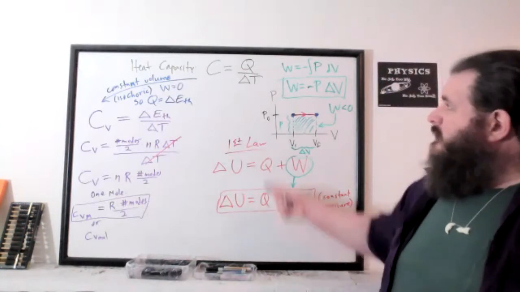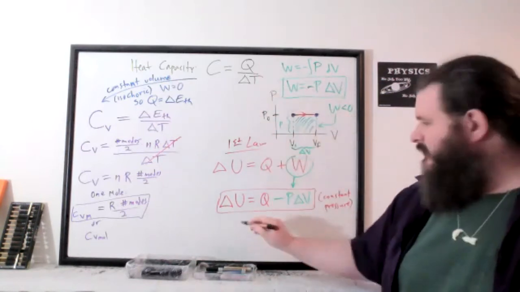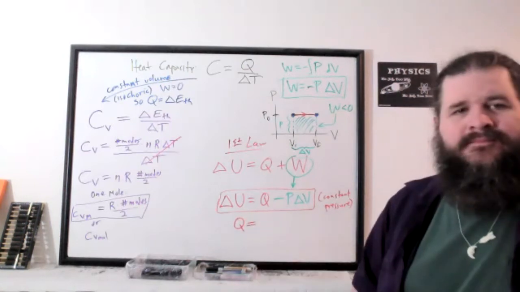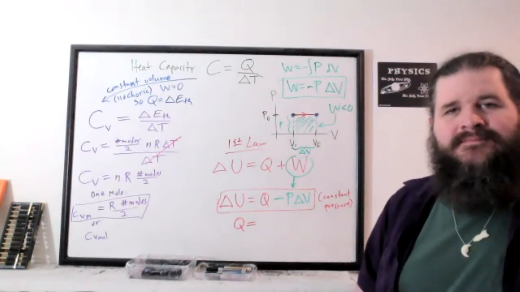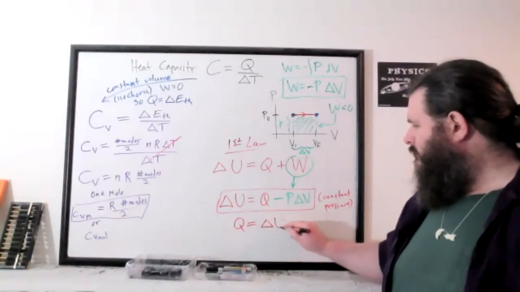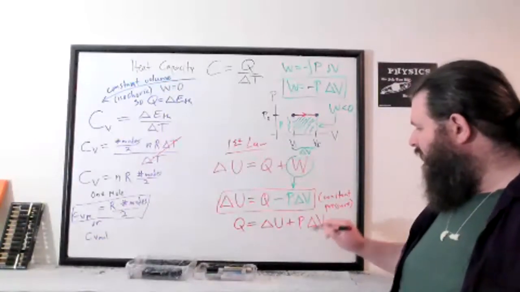And because we want to be able to write out Q over delta T, we should solve this for Q. If you isolate Q here, what do you get? Delta U plus P delta V equals Q. Exactly. We just add P delta V to both sides.